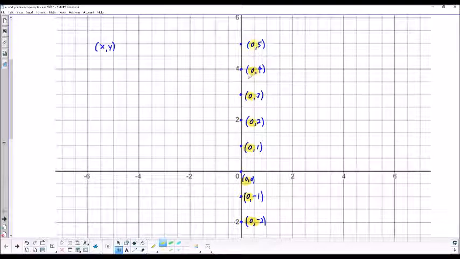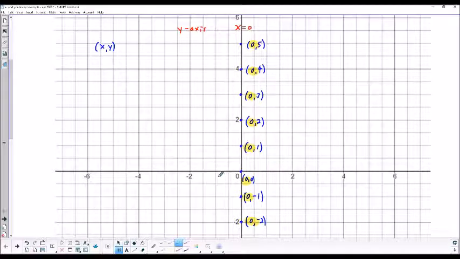If every single point on the y-axis has an x-coordinate of 0, then we can summarize every single point on the y-axis as, and I'll put this in red to emphasize it, x equals 0. That becomes the equation of the y-axis. So the y-axis has the equation x equals 0. That's going to be important.